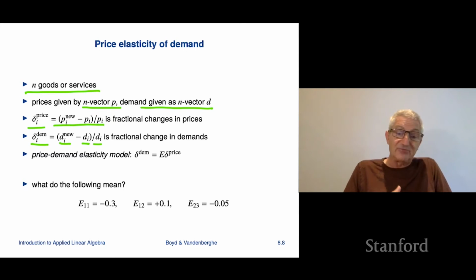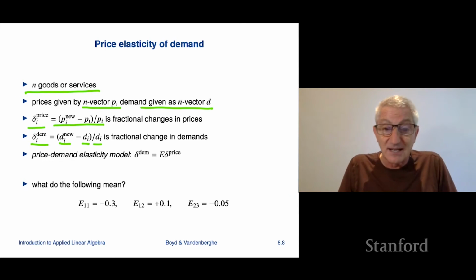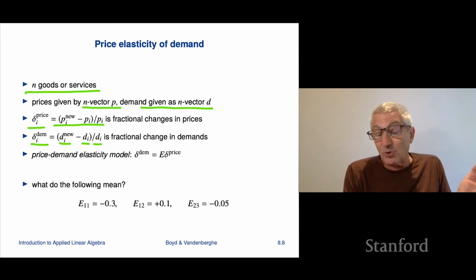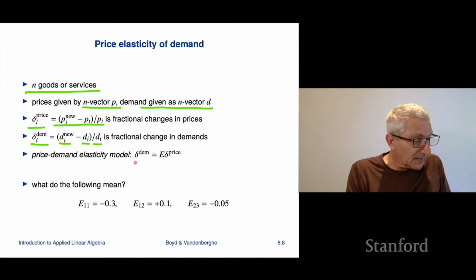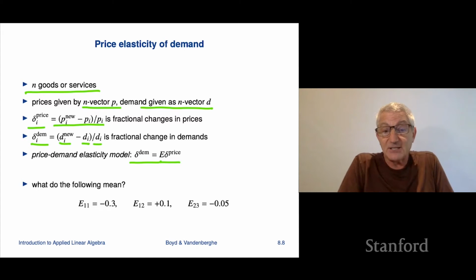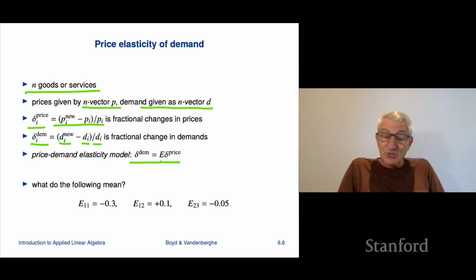Okay, now clearly there's some relation between the prices and the demands. We all know that if you have a single thing and you increase the price, the demand goes down, okay? And what relates them is called elasticity. In fact, that's called the price-demand elasticity. And for multiple goods, there's a very common model, and it looks like this. It says that the vector of demand changes is a matrix E, called the elasticity matrix, times the relative changes in prices, delta price. Okay. Now that's super interesting. E is an n by n matrix.